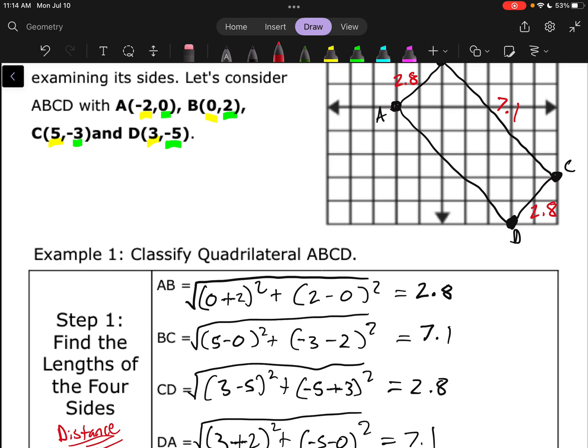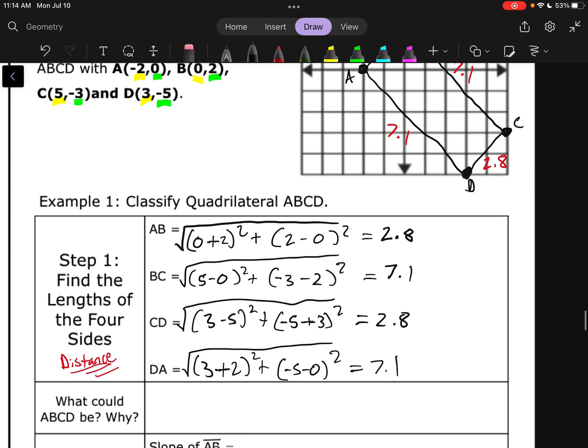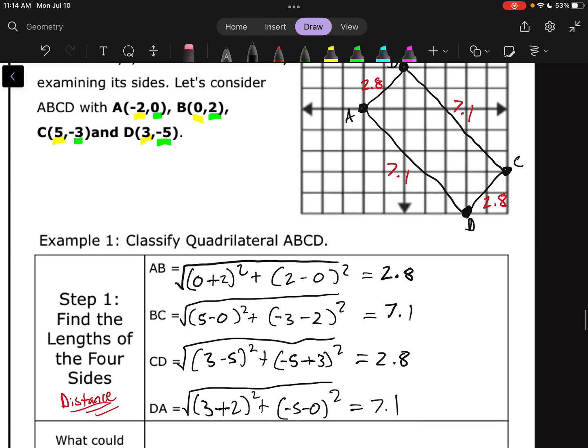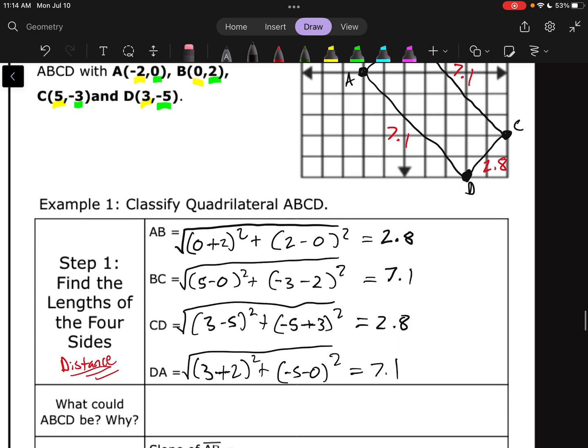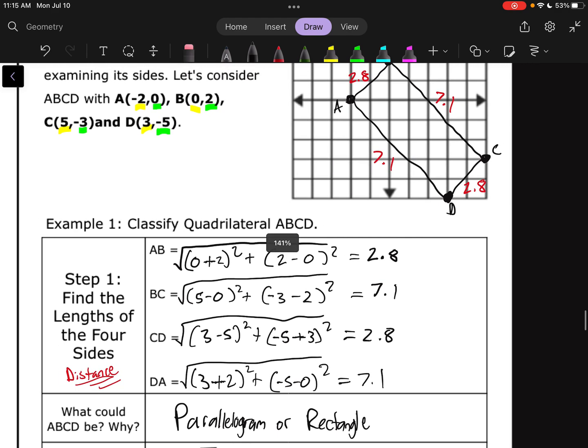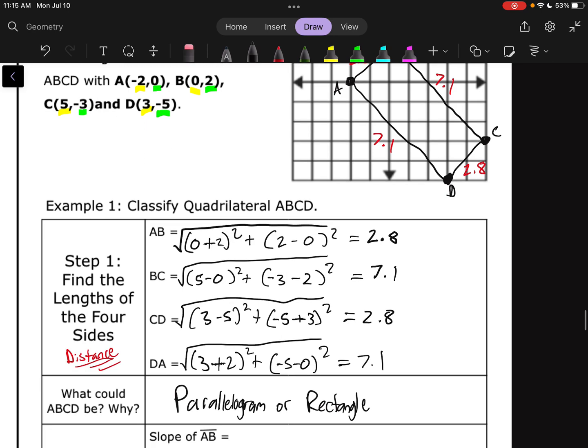Okay, so what does that mean for us? Well, it certainly looks like it's a rectangle, right? So what could ABCD be right now? There are two options right now. This could be a parallelogram, or it could be a rectangle. Those are the two types of quadrilaterals that have opposite sides the same and only opposite sides the same. They're certainly not all four the same. So I'm going to say parallelogram or rectangle because of opposite congruent sides.